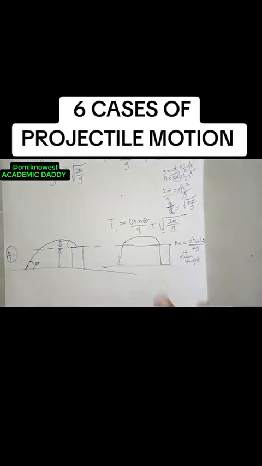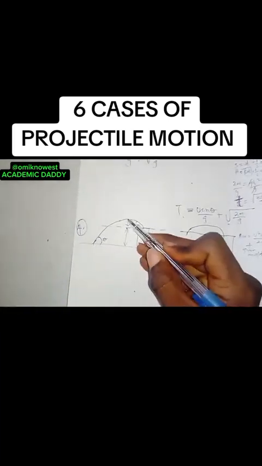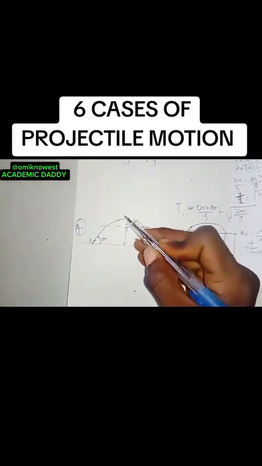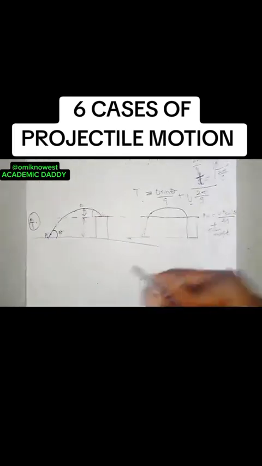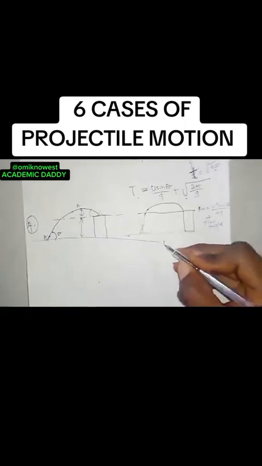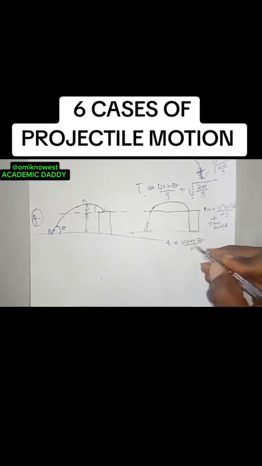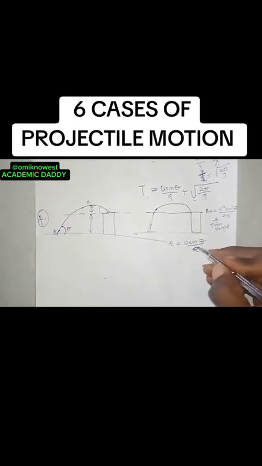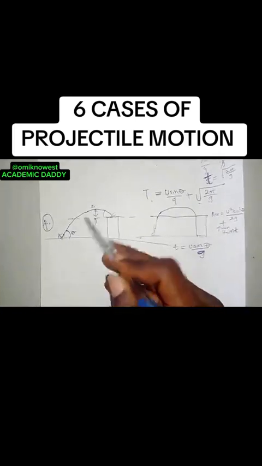Now, how do you find the time? Total time. You will first of all find the time to reach maximum height. So if this is A to B, then C, to find the time, T will first of all be equal to u sine theta, time to reach maximum height, all over g. Now, that is from A to B.